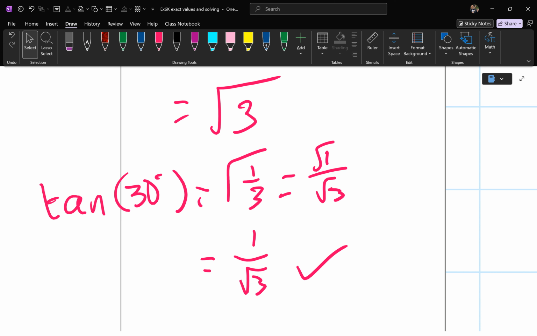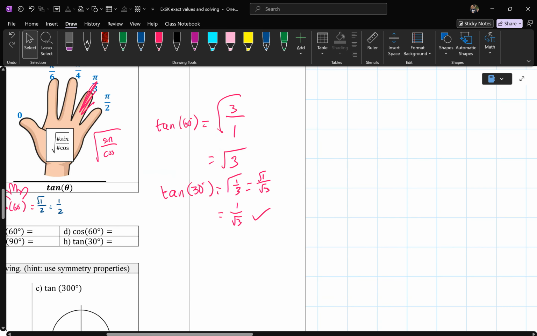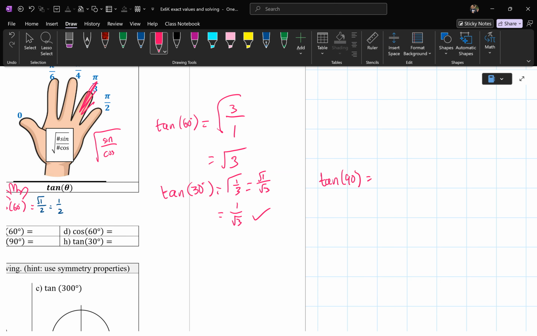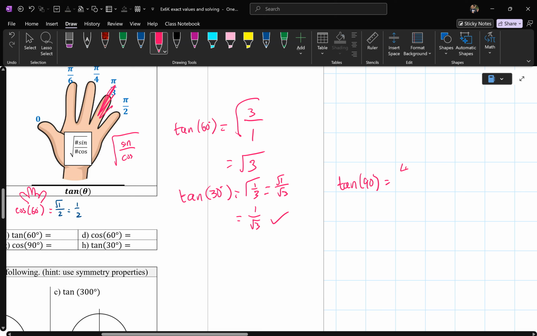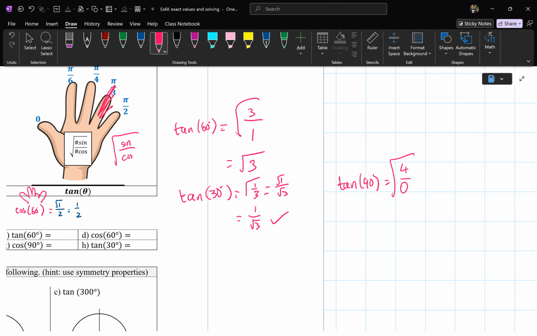So, there is one part that you've got to be careful. Tan of 90 degrees. Now, 90 degrees is your pinky. So what's the number of sine fingers? 4. What's the number of cos fingers? Okay, and what's the problem? It's undefined. A lot of students think it is 0. It is not 0. You cannot do 4 divide 0. You can do it the other way around. You do 0 divide 4, but you cannot divide anything by 0. So that, if you type on your calculator, should be undefined.